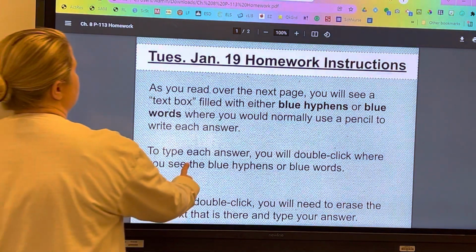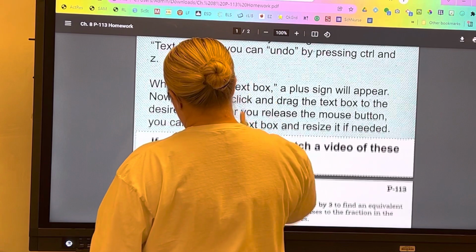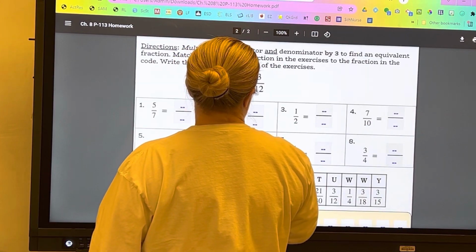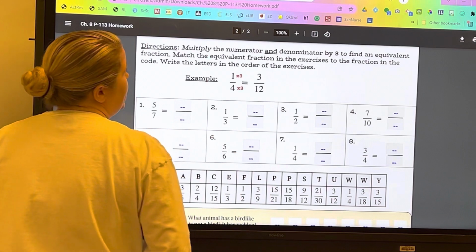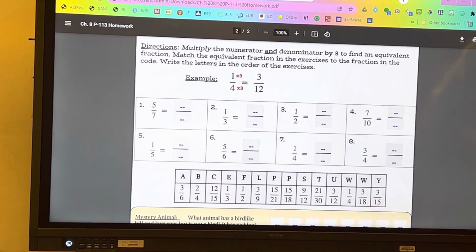All right, so read the riddle at the top for us, Kate. What animal has a bird-like bill and lays eggs, but is not a bird? All right, now read the instructions for us, Berkeley. Multiply the numerator and denominator by 3 to find an equivalent fraction. Match the equivalent fraction in the exercise to the fraction in the code. Write the letters in the order of the exercise.